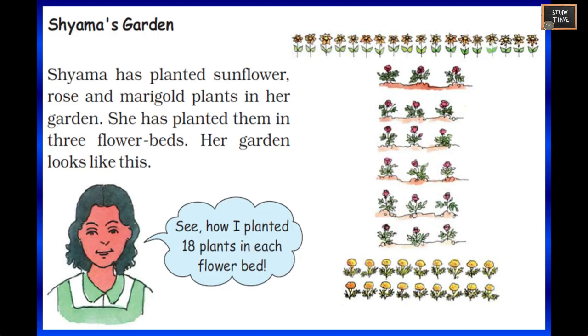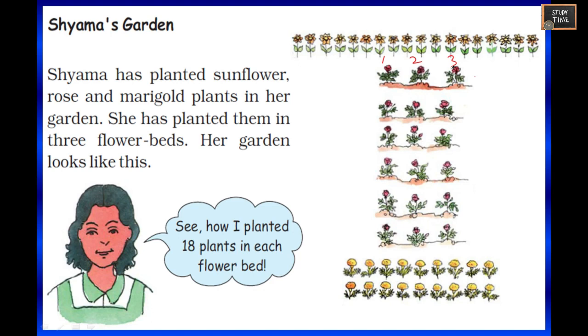So, Shyama's garden. Shyama has planted sunflower, rose and marigold plants in her garden. She has planted them in three flower beds. Her garden looks like this. So here you can see three flower beds. 1, 2, 3. She has planted 18 plants in each flower bed.